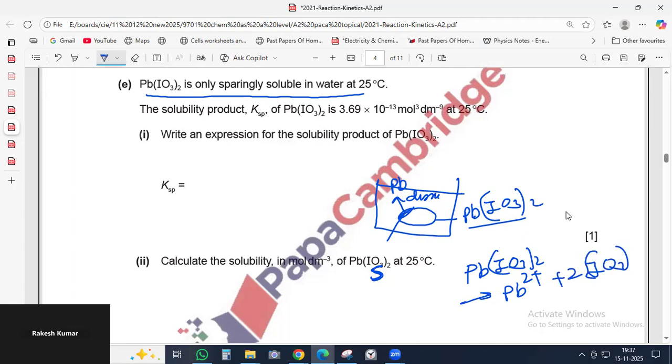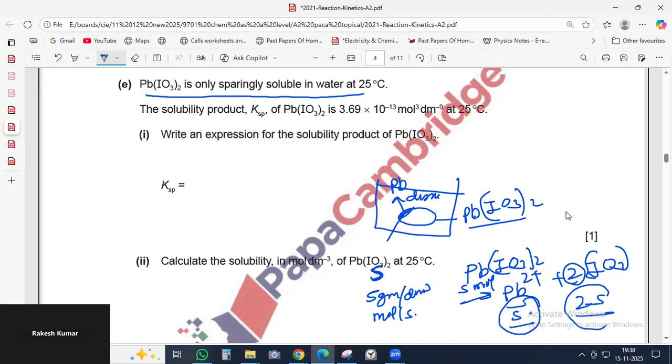So supposing 5 grams per dm cube have dissolved, you can convert it into moles per dm cube. But you will notice if S moles per dm cube have dissolved, it will convert into S moles of this, but 2S moles of this, because this is a 2, this is 2. Achha, now these are the moles of this.